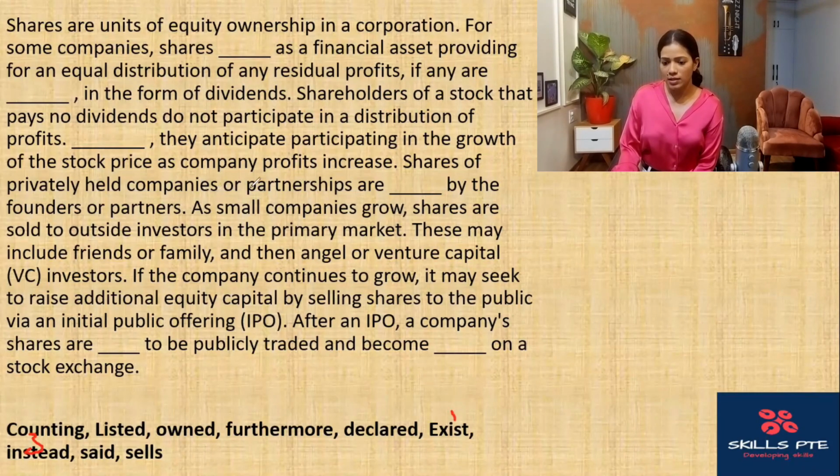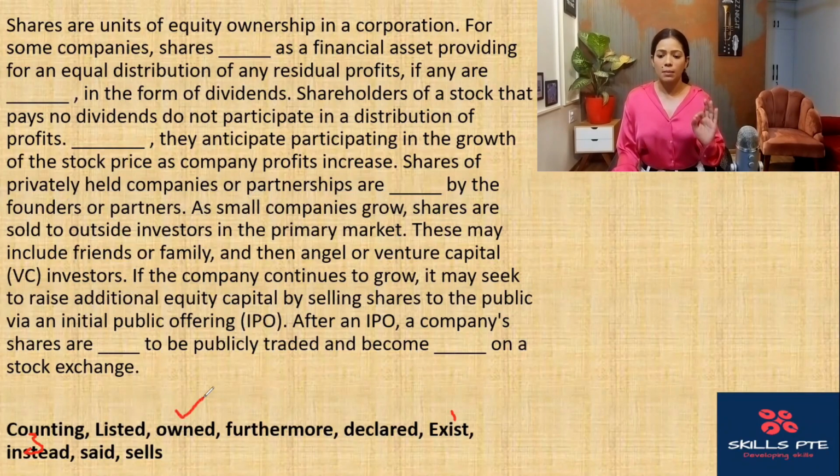Shares of privately held companies or partnerships are dash by the founders. Again, the third form of verb has to come. You have the options listed, owned by the founders. So it has to be owned if you go by the context. Companies are owned by the founders. So the fourth blank is owned.